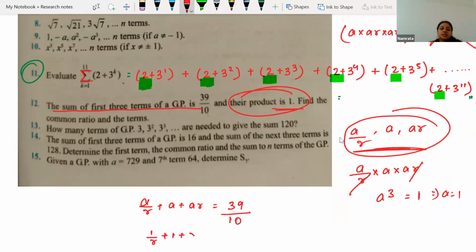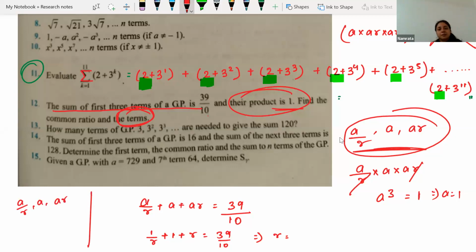Plus 1 plus r is equal to 39 by 10, and here we just have to find the value of r. How easily we have got the value of a, and how easily we will be getting the value of r as well. Once we get a and r, we can find the common ratio. We can also find the terms. What are the terms? The terms which we have assumed: a by r, a, ar.